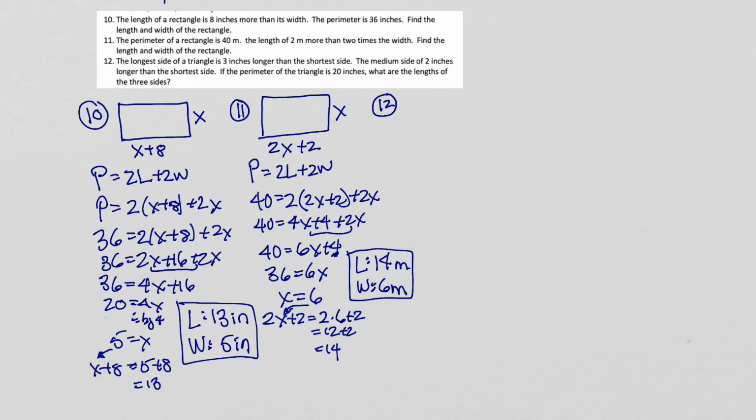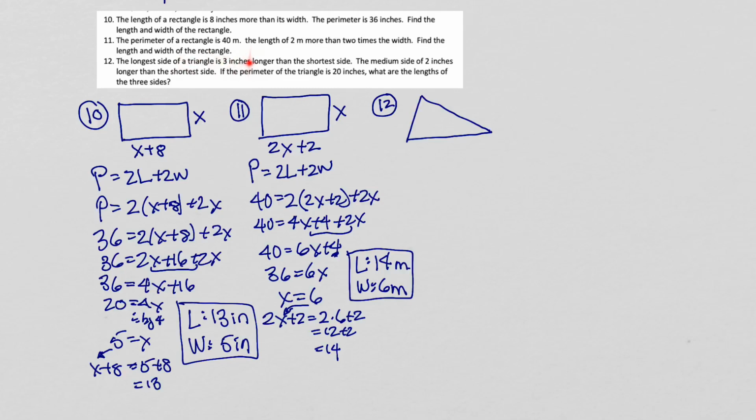Number 12, we're told that we have the longest side of a triangle. All right, so right away we're dealing with triangles. I'm going to draw a triangle. It doesn't matter what it looks like, but there's a triangle. And now we're given that the longest side, now the way I drew it, there's the longest side. Just draw some triangle and pick out your longest side. That's 3 inches longer than the shortest side. Okay, now there's the shortest side.